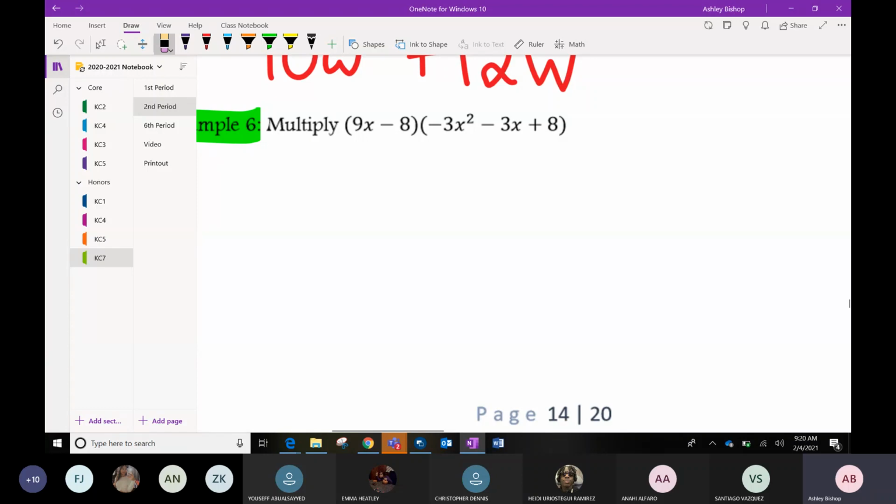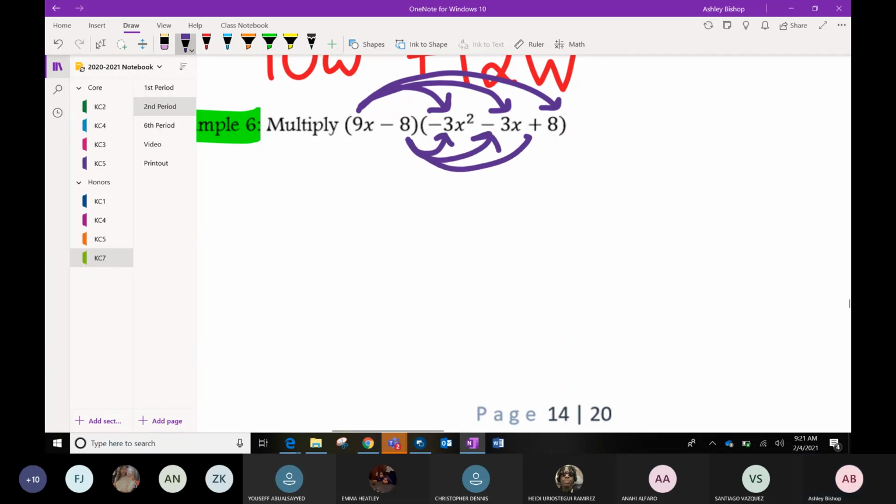So I'm going to draw my arrows. I'm going to take 9x and multiply it by absolutely everything. So 9x gets multiplied by the first term, the middle term, and the last term. And then same thing with the -8: the first term, the middle term, and the last term. Then I'm just going to follow my arrows. Write down everything your arrows tell you to do.